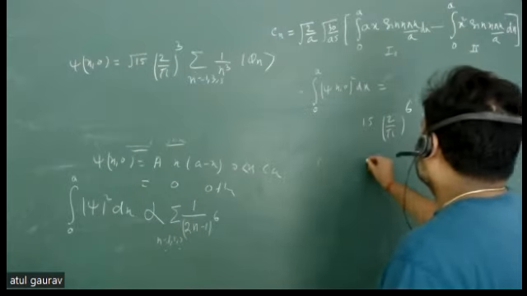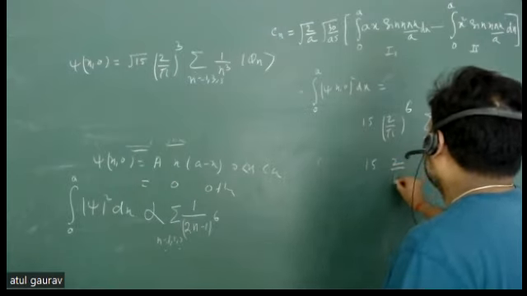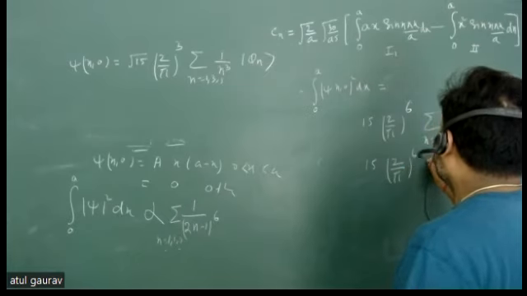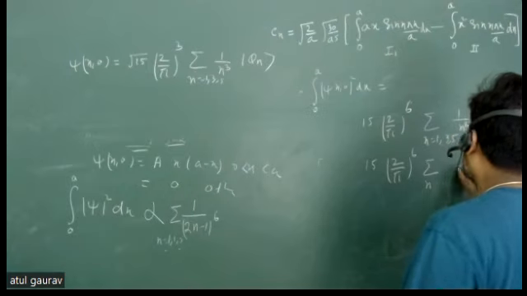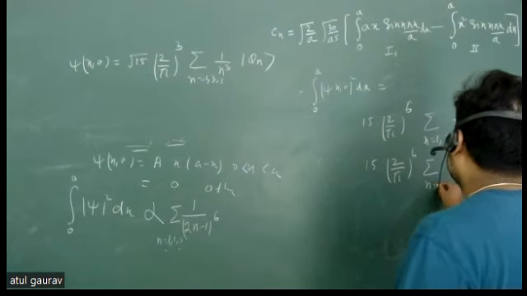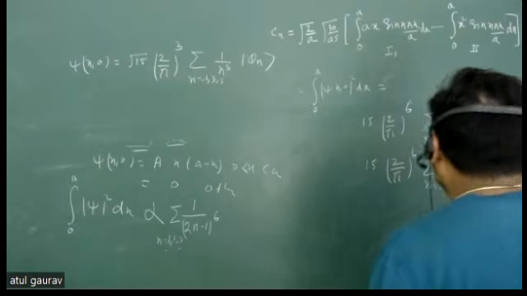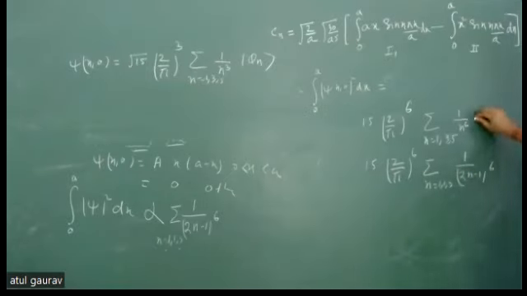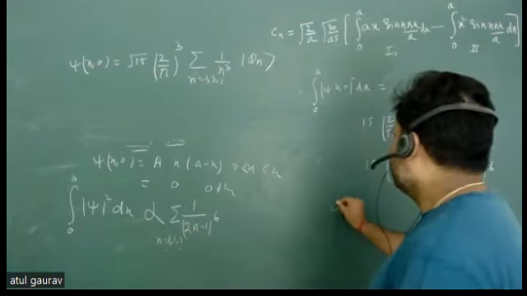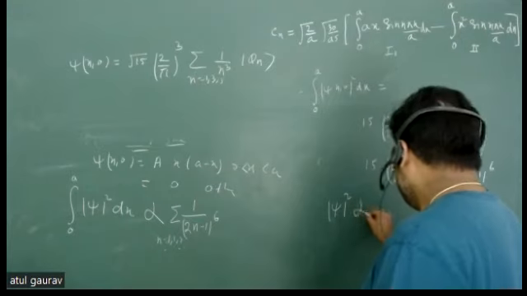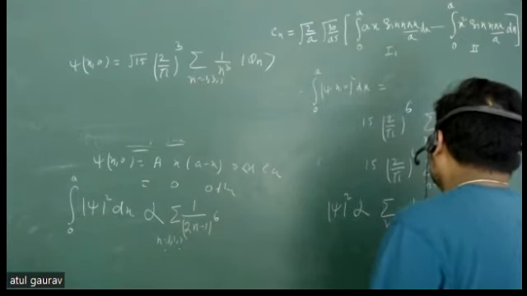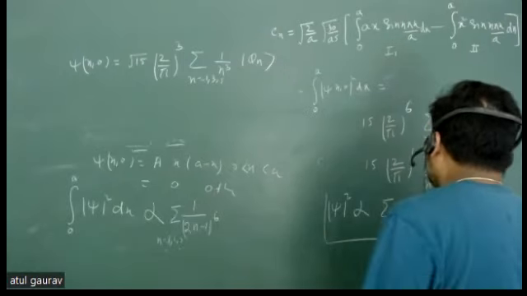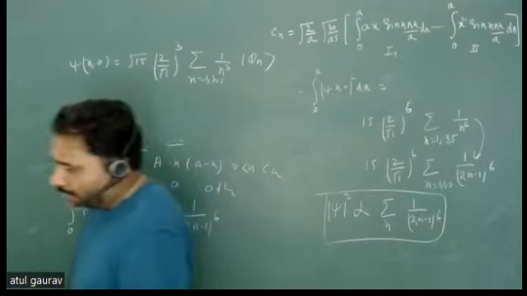This can also be written as 15 times (2 upon pi) to the power 6, summation over n, and this can be written as (2n minus 1) to the power 6, and now n can be 1, 2, 3, isn't it? We can write it like this. Okay? Yes, sir. So here we can easily see that mod psi square is proportional to summation over n of (2n minus 1) to the power 6. So this was the question in this year's examination.